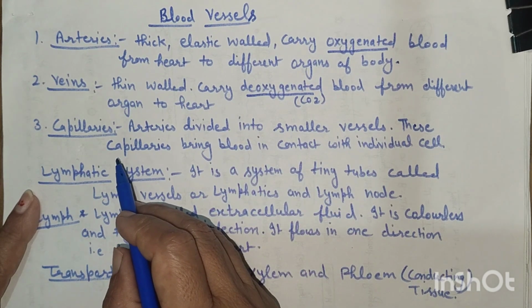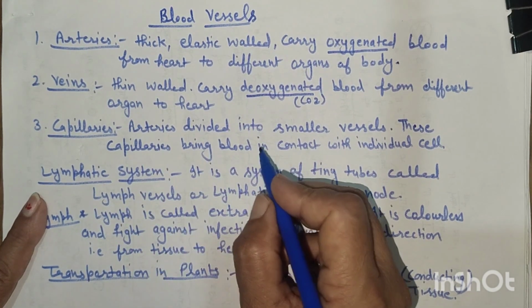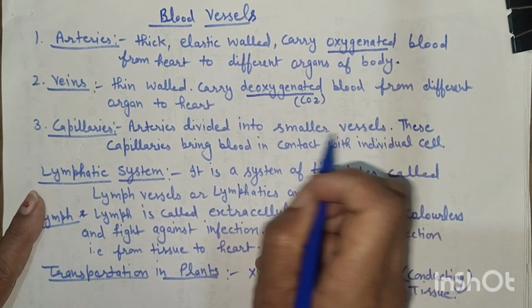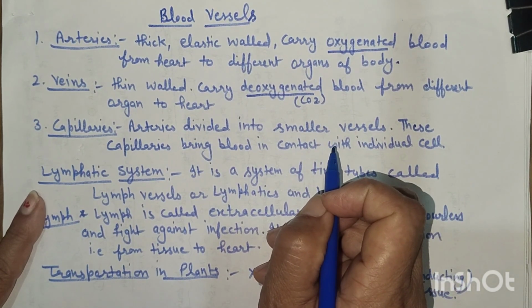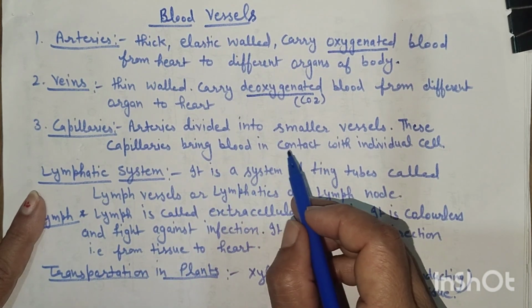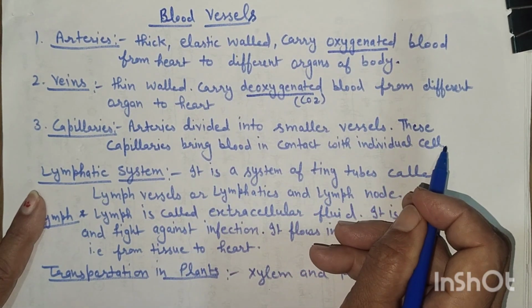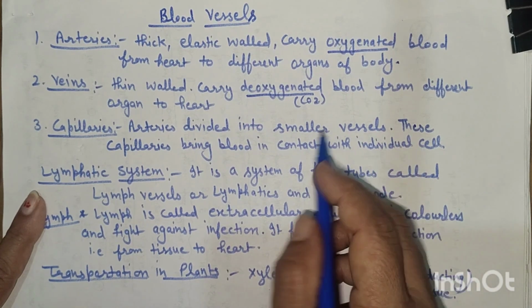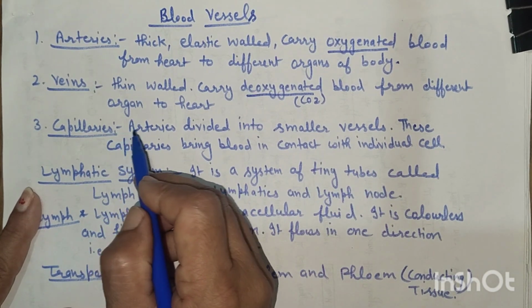Third are capillaries. Arteries divide into smaller vessels. These supply blood to each and every individual cell. These capillaries bring blood in contact with the individual cells.